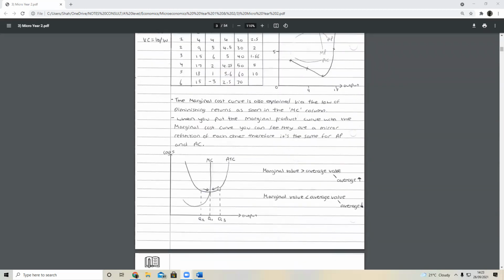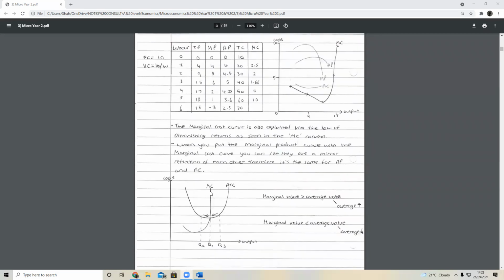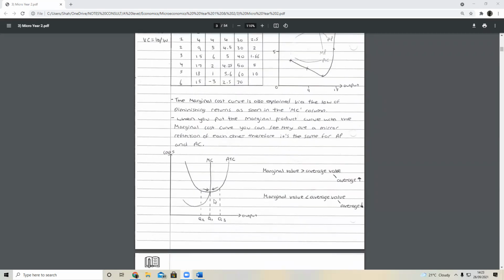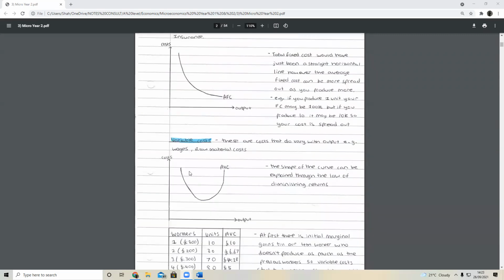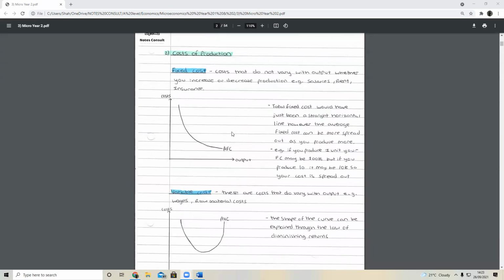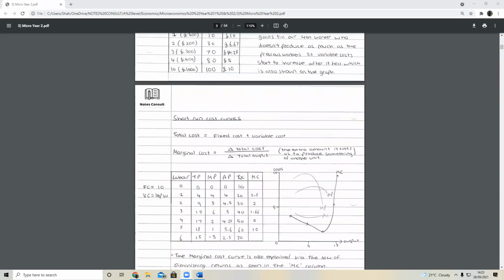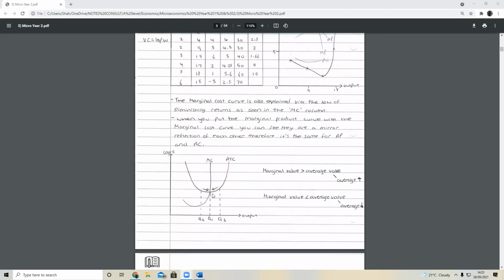Okay, so now what we want to do is put our marginal cost and our average cost together. What we saw before was the average variable cost. Well, we can also have an average fixed cost curve here. And if you add these two together, you get something called the average total cost curve, which looks like the average variable cost curve anyway. So this is the start.